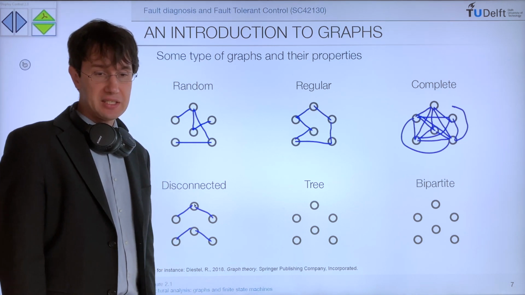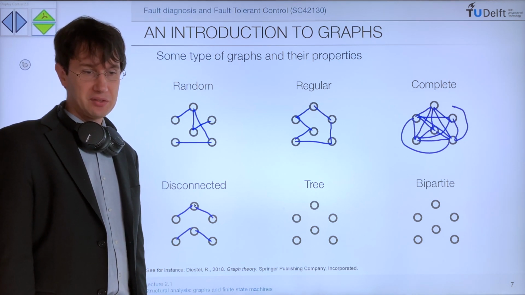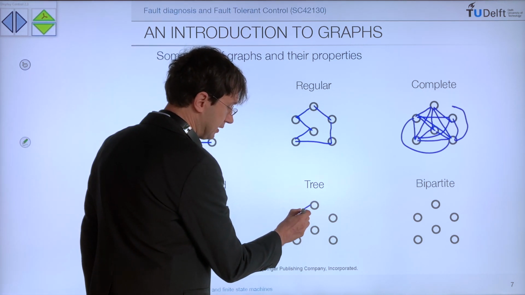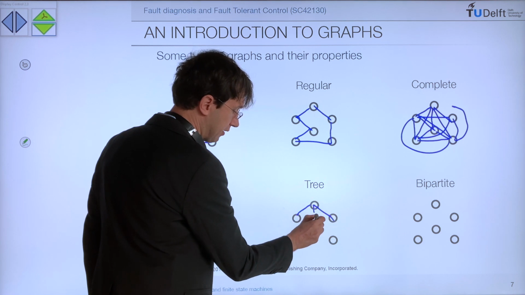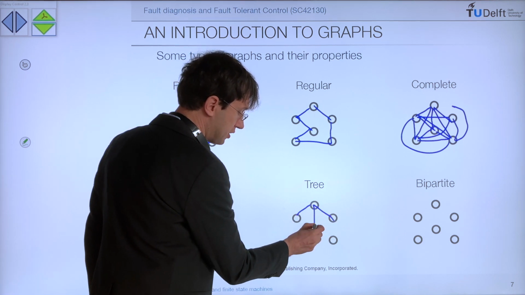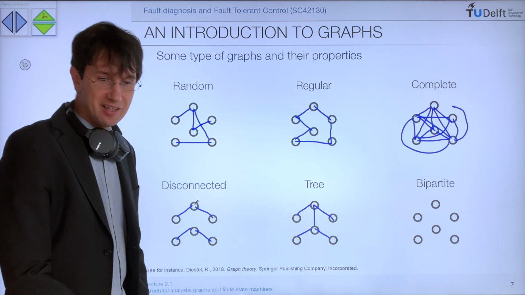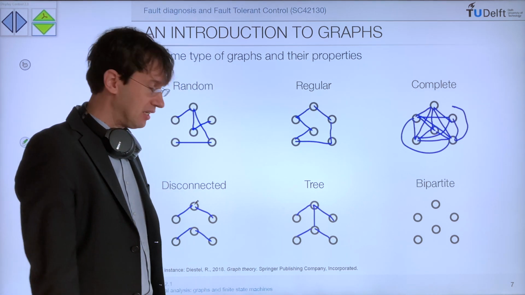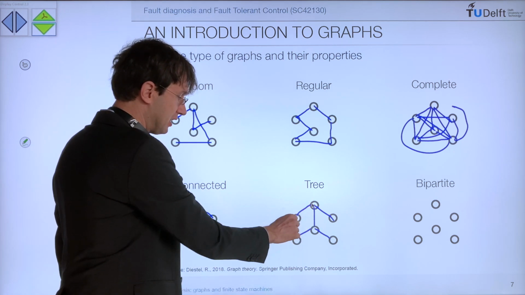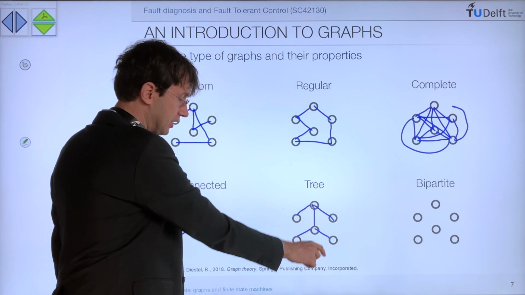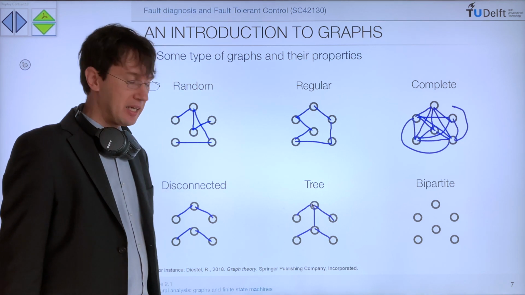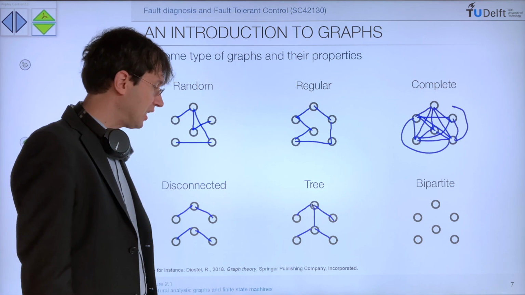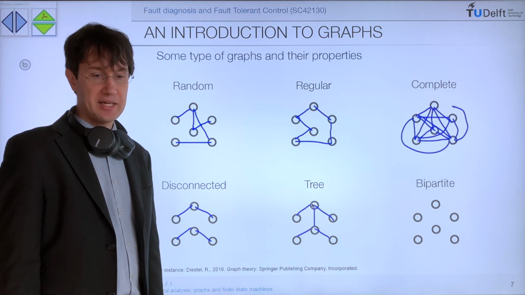Then we have another interesting and important structure, that is the tree. The tree is something like this. And if you draw it, you see immediately why it is called a tree, because like real trees, there is a trunk and there are individual branches.